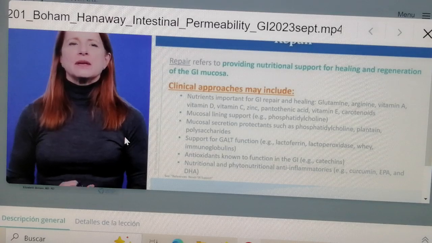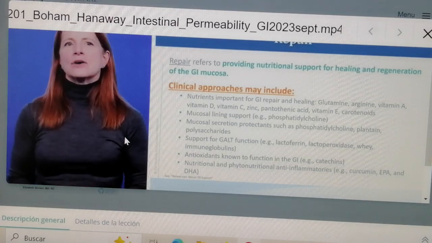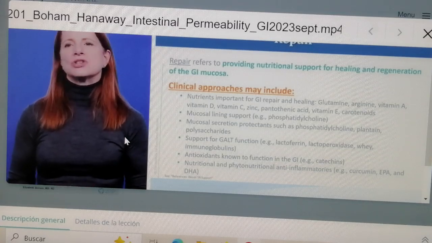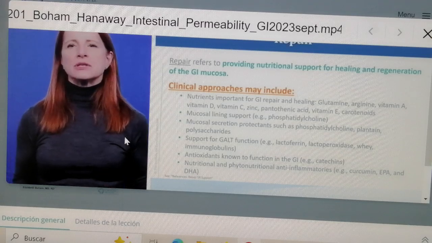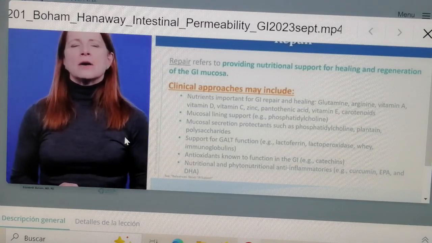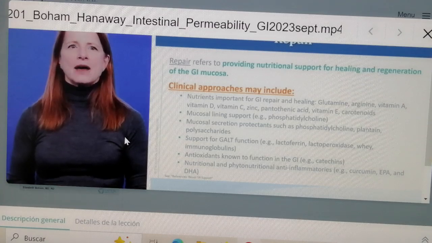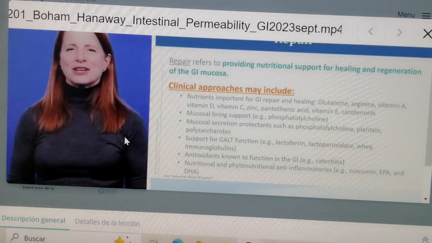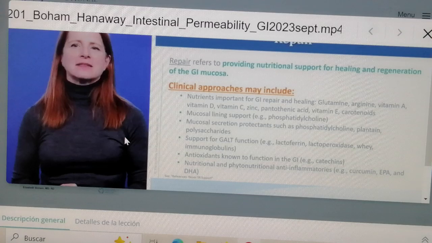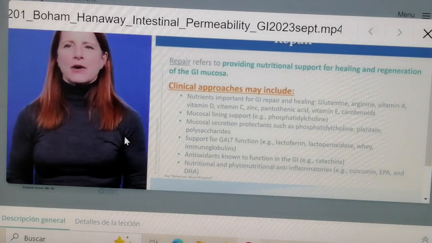And then there are a myriad of things that you can use that can help the gut repair, from glutamine, vitamin A, zinc, choline, which is really an essential nutrient to improve the mucosal layer in the intestines. Colostrum is used a lot, as are the serum bovine immunoglobulins that I've talked about before, and omega-3 fats. All of these things can help with repair of the gut.